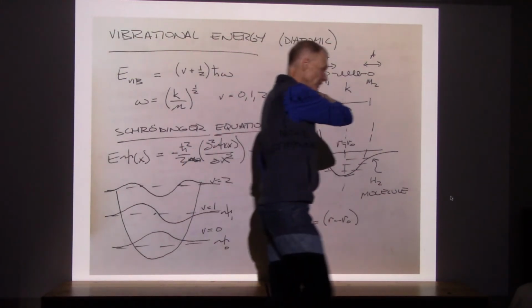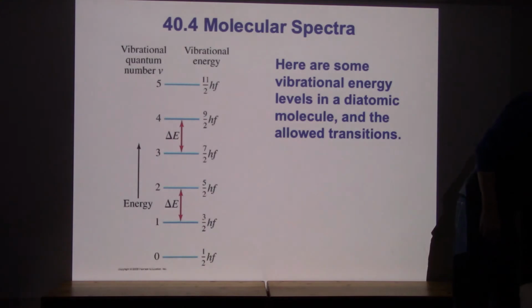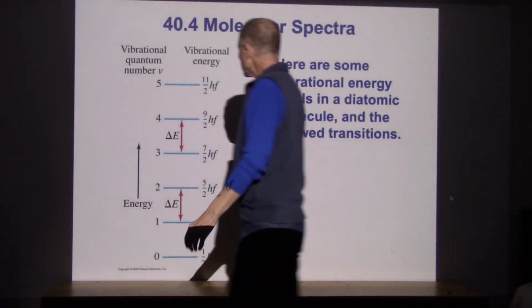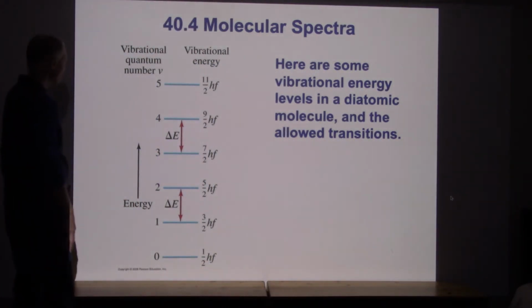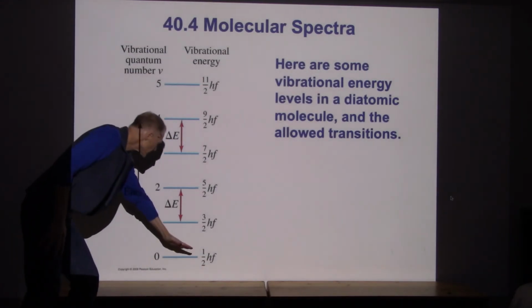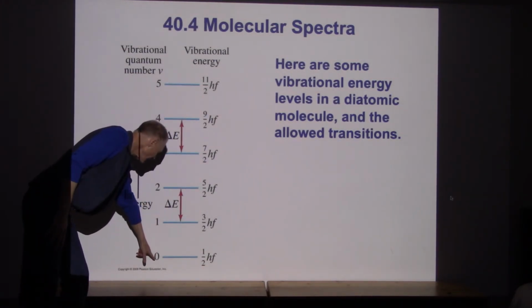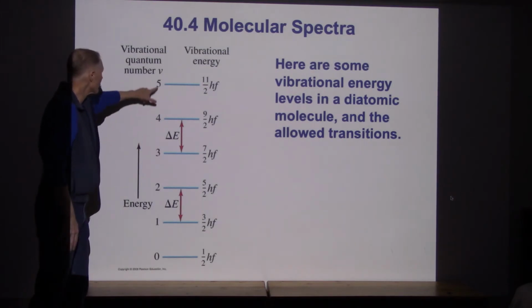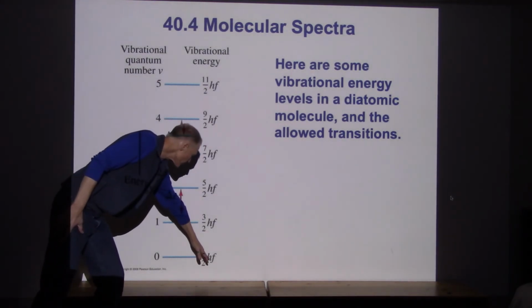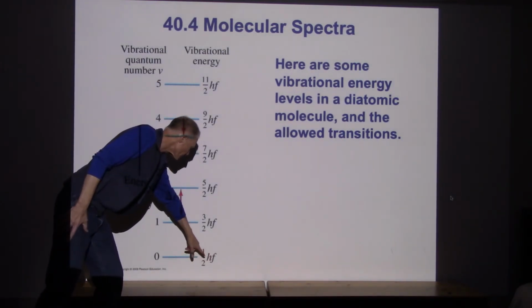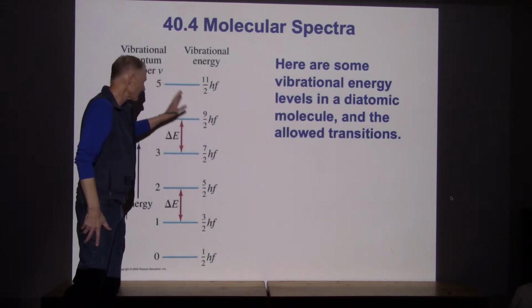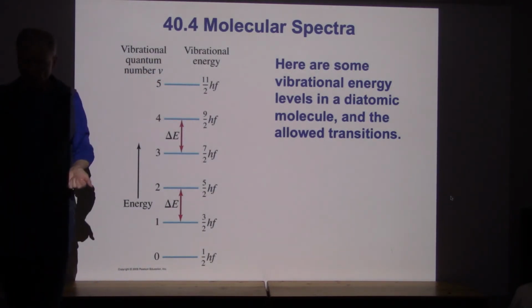All right, so that's the formula. And what that's predicting for us is a series of different energies. So if I look at the v values again, 0 through 5, then these are the energies of those quantum states: 1/2, 3/2, 5/2, 7/2, 9/2 times hf.